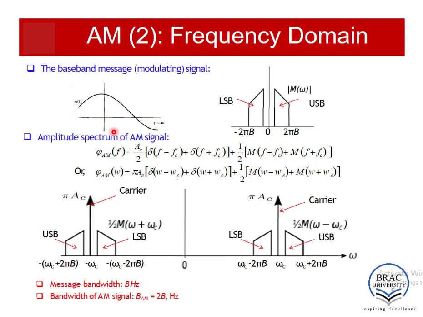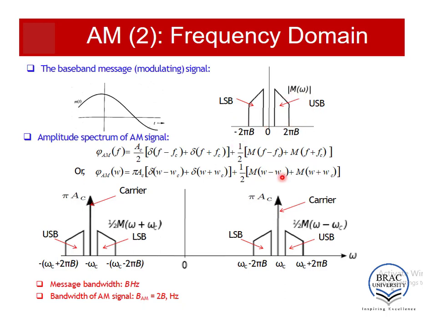Let me recap the frequency spectrum of the message and the modulated signal here once more. So this is the spectrum of a message. It has symmetric components in both positive and negative frequencies. The portion on the positive side is called the upper sideband or USB and the portion on the negative side is called the lower sideband or LSB. Obviously, they are just mirror images of each other.